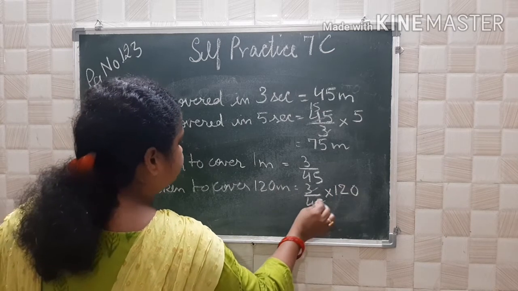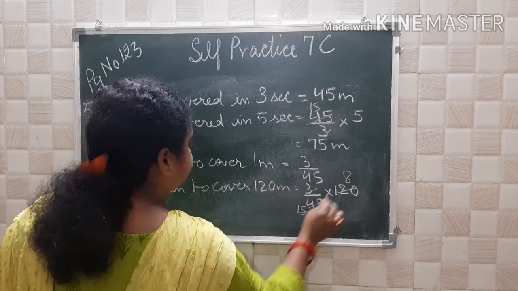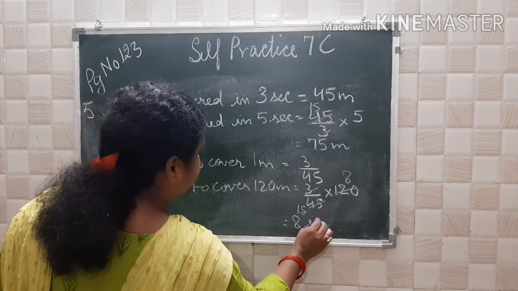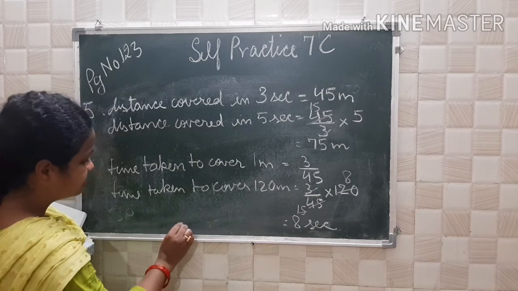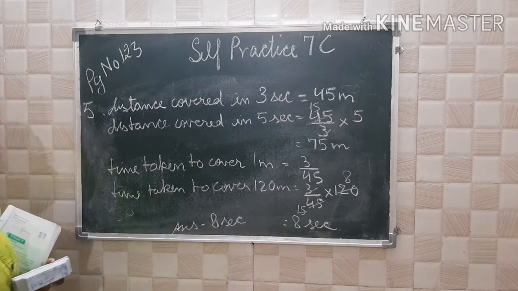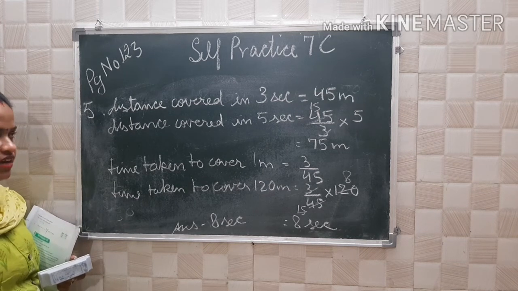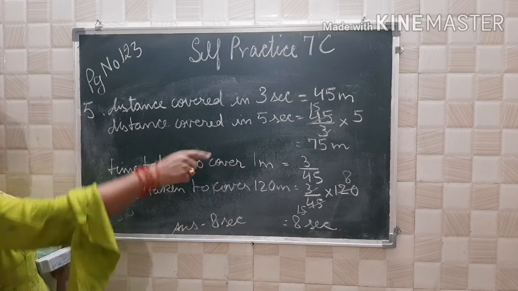So you know 3 15s are 45 and 15 8s are 120. It will be 8 seconds. What you will answer? Answer will be 8 seconds. Okay. Now once more. Time taken to cover 1 meter, 3 upon 45. Just the reciprocal of this.